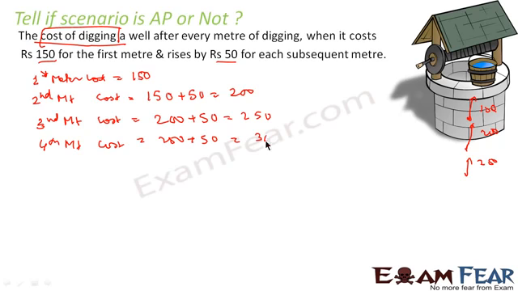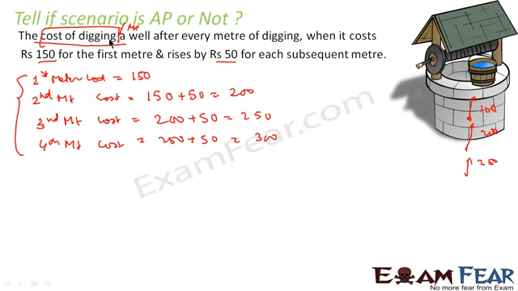Please read the question properly. The question says we have to tell whether the cost of digging per meter is AP or not. It is not asking for the total cost. That's why we are finding the cost of digging per meter. We are finding the cost per meter because the question says whether the cost of digging per meter is AP or not. The question is not asking about the total cost of digging, correct? The question is asking for per meter cost.